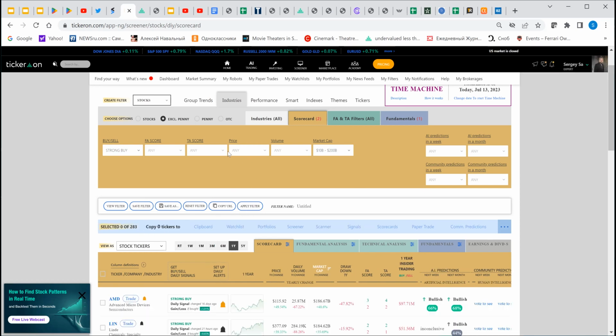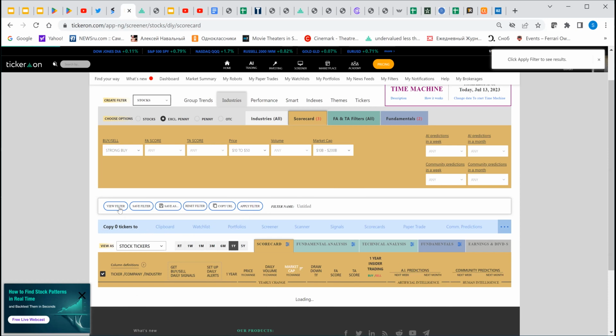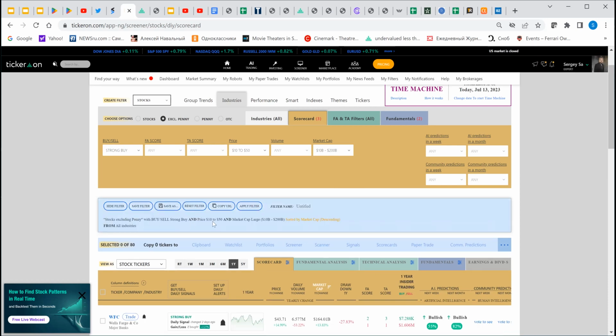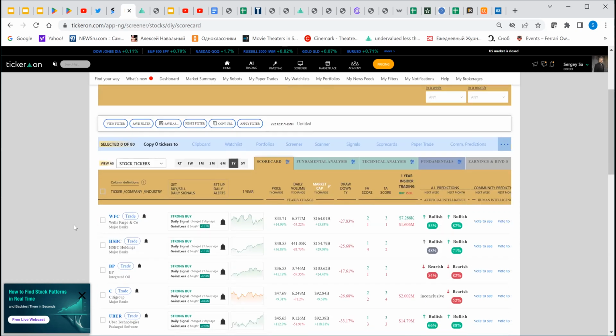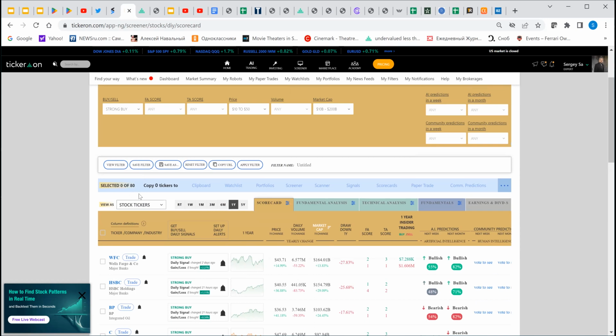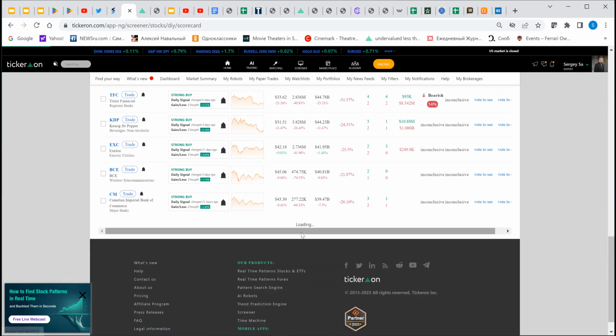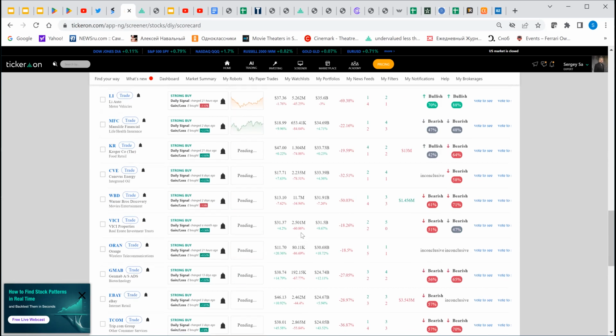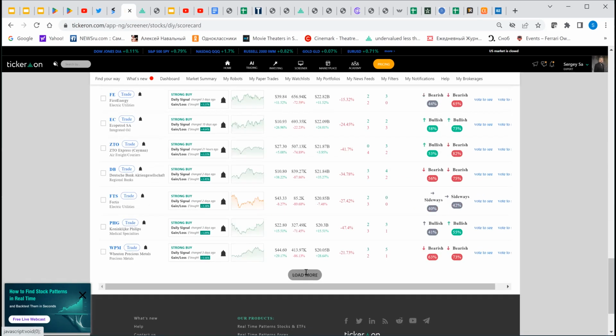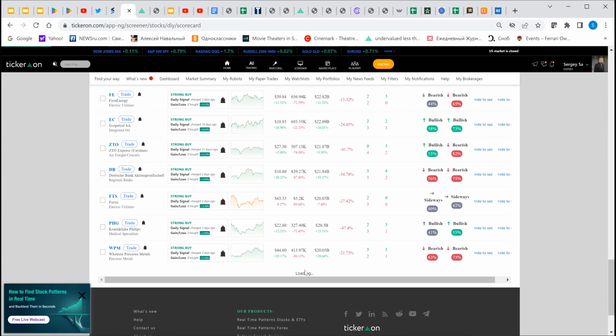Still 283. Let's say price between 10 and 50, apply filter. And by the way, you can view that filter here and read that. I'm not going to talk about the time machine, how to test the filter, but I have 80 stocks, okay? And they are all strong buys. And then I want to trade these stocks, let's say tomorrow, okay? There are two options. I can create a watch list with all the stocks, okay?